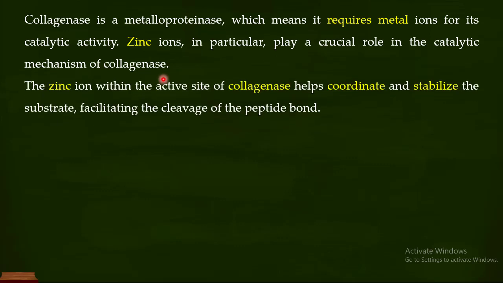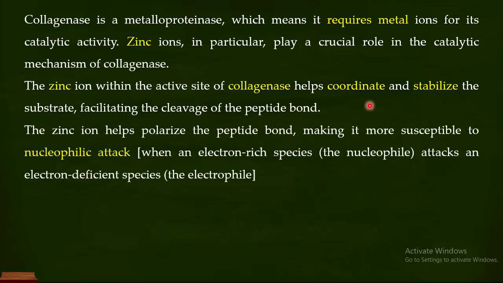Now what the zinc ions within the active site of the collagenase, or you can say the catalytic site of the collagenase, do is help coordinate and stabilize the substrate, facilitating the cleavage of the peptide bond. So what the zinc ion is doing is making a stronger interaction between the collagenase and the collagen, and once that particular interaction is stabilized, the catalytic site can go for the breakdown of the peptide bond, whether that is between glycine and phenylalanine, or between glycine and leucine, for example.